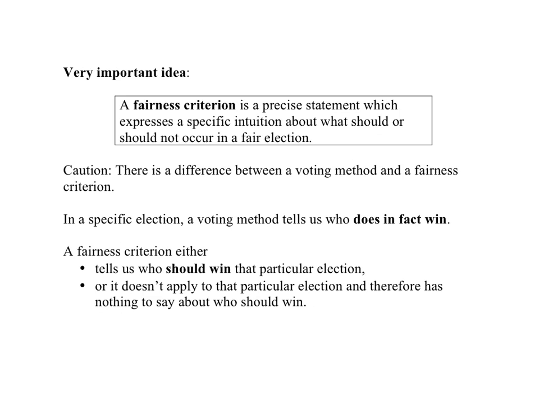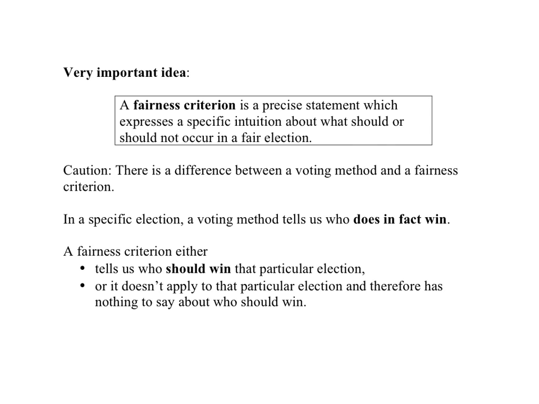We come to a very important idea in this chapter, that of a fairness criterion. We've been talking intuitively about fairness. Now we're going to get precise. A fairness criterion is a precise statement which expresses a specific intuition about what should or should not occur in a fair election. Now, there's a caution here, and this is a common confusion among students.